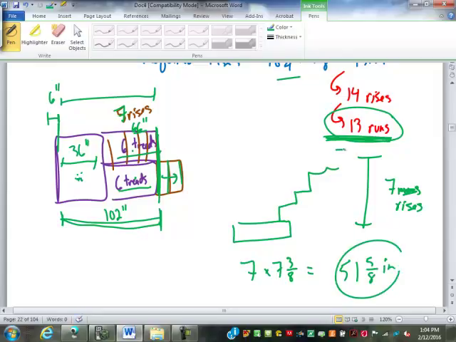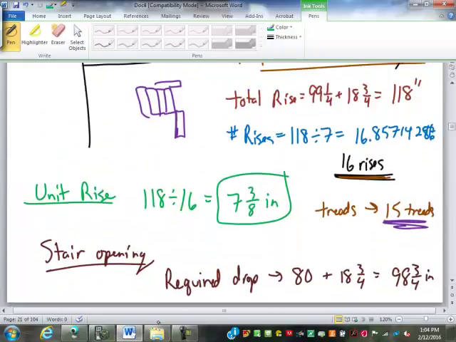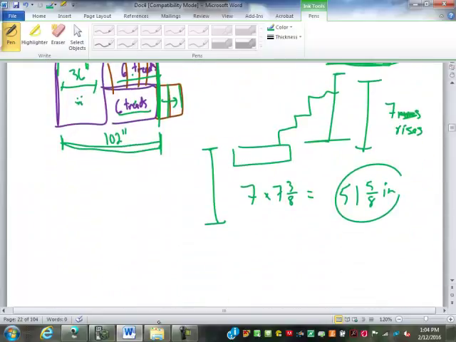That's from the floor down to the top of the platform. From the platform down to the bottom, then is going to be, we have 118. So 66 3/8 down. That should reflect those 2 extra rises down below. What do you guys think?